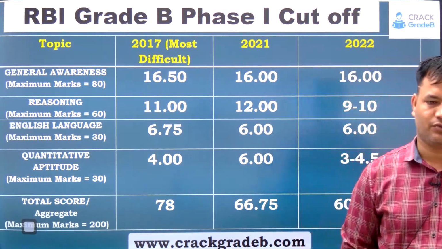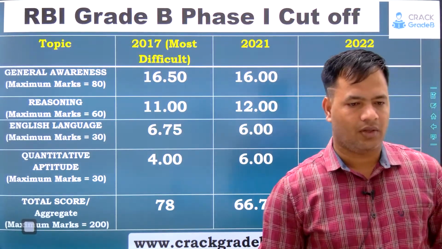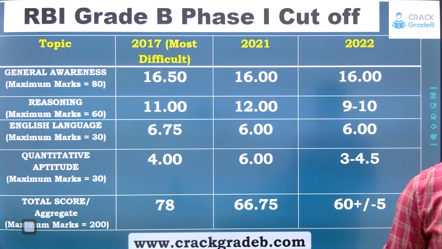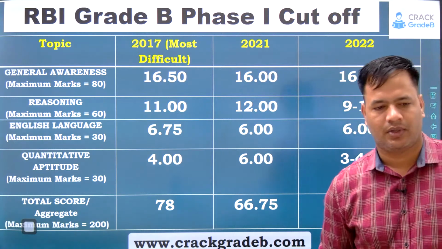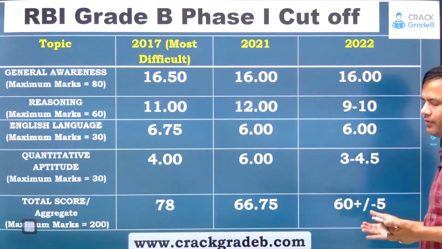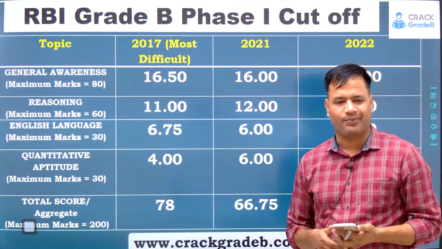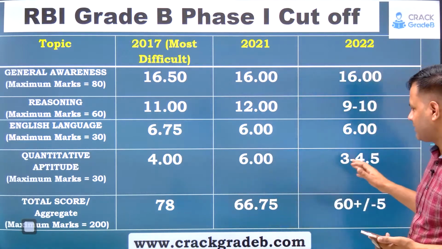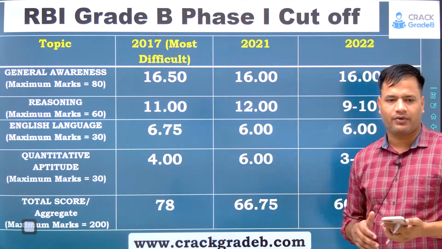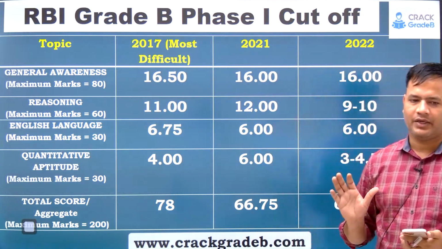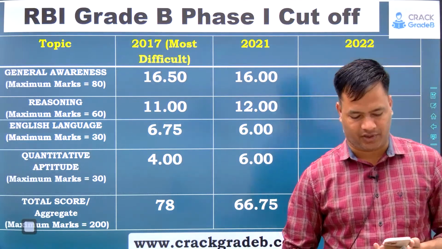It may vary because we have analyzed this Phase 1 paper based on feedback from a few students, and also we have analyzed the questions of this year and previous years. The paper was difficult compared to the previous year. Only the GA section was easier compared to last year.